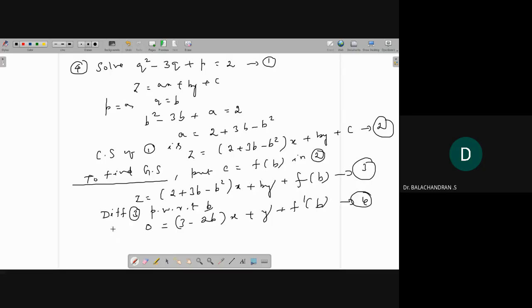So eliminating b between equation 3 and 4, we get the general solution. Okay. So next is singular solution.